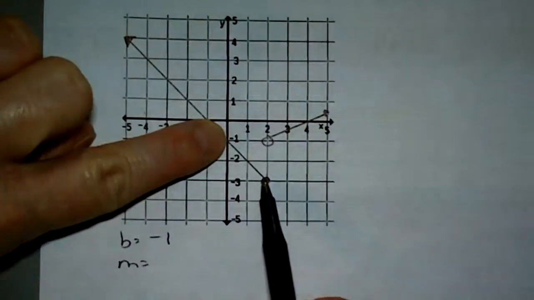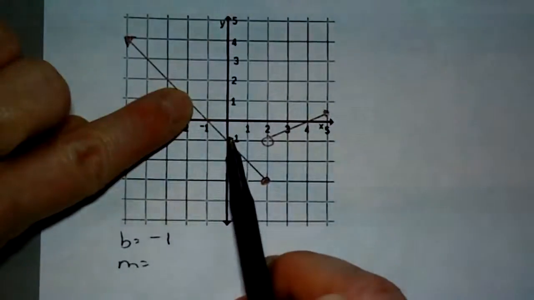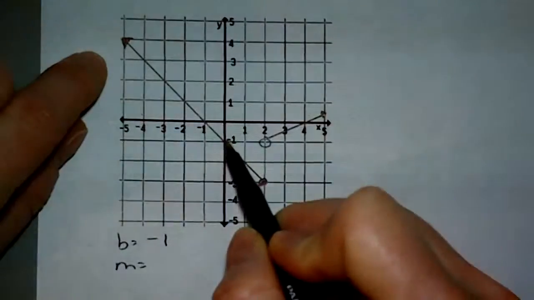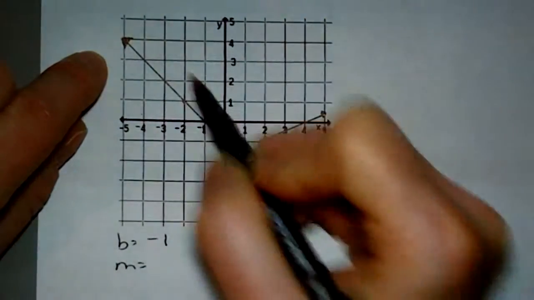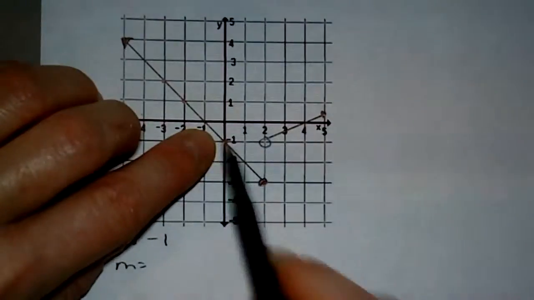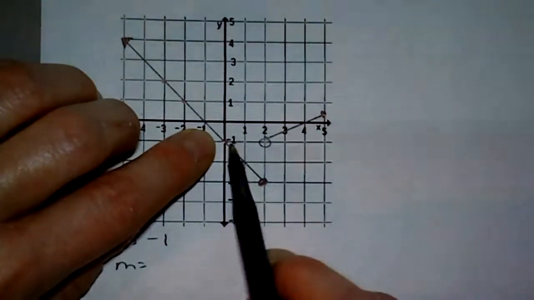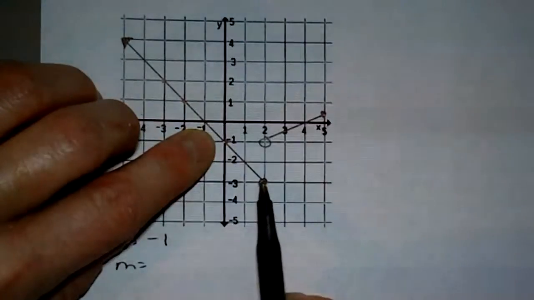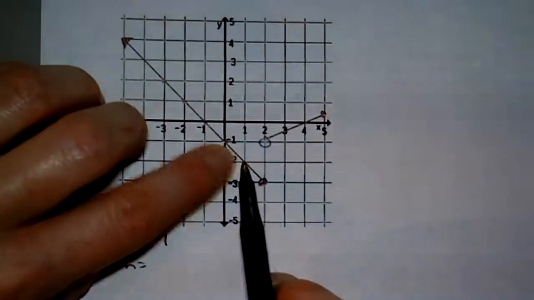So maybe I'll go from here to here. You could go from here to here, from here to here. Just look for a spot where it'll be a nice whole number amount. I wouldn't pick the values in between. So to get from this point to this point, you go up 2, left 2, or I can even go from here to here and say up 1, left 1.